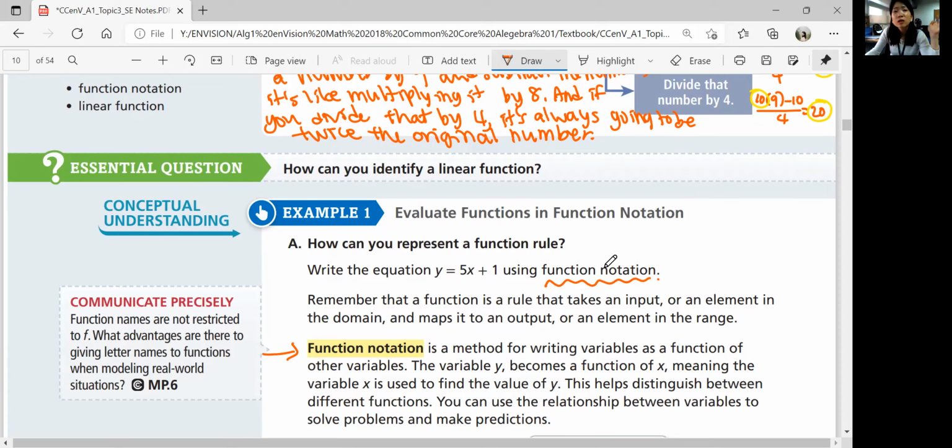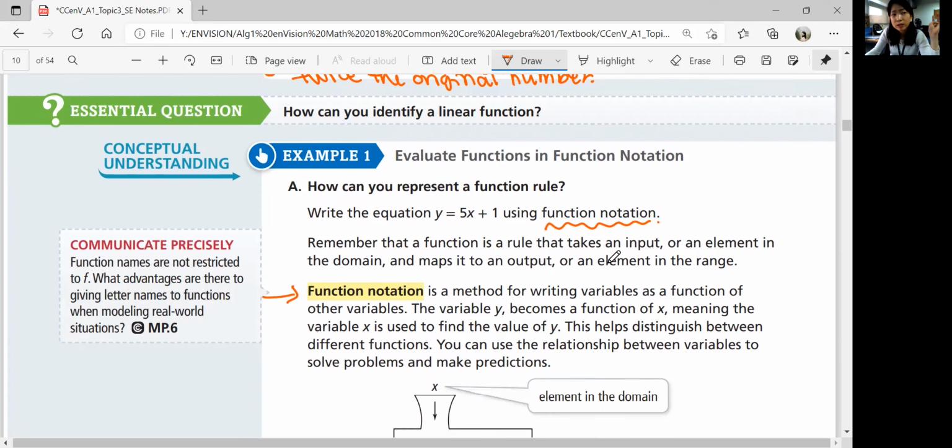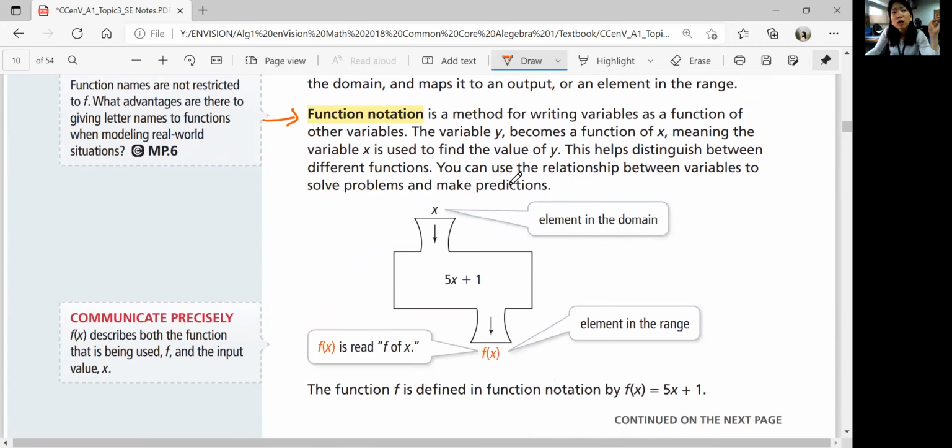This helps distinguish between different functions. You can use the relationship between variables to solve problems and make predictions. Okay, so this is the input, the x value goes in, and then you use the equation to solve for the variable y, and then you get the output, which is your function of your x.